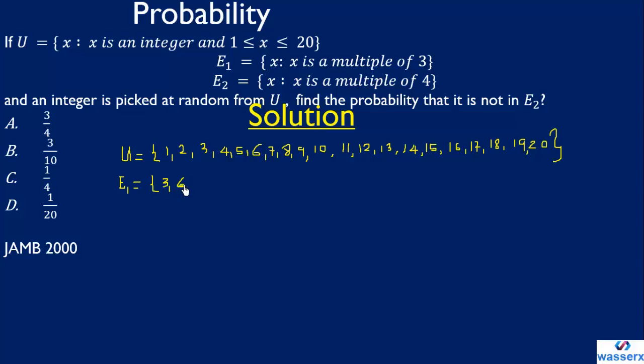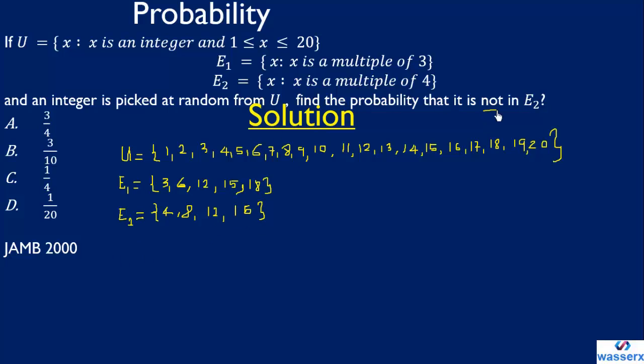The first event is the multiples of 3. So we have 3, 6, 9, 12, then 15, then 18. So these are the multiples of 3. Then we have the multiples of 4 also. We have 4, 8, 12, 16.